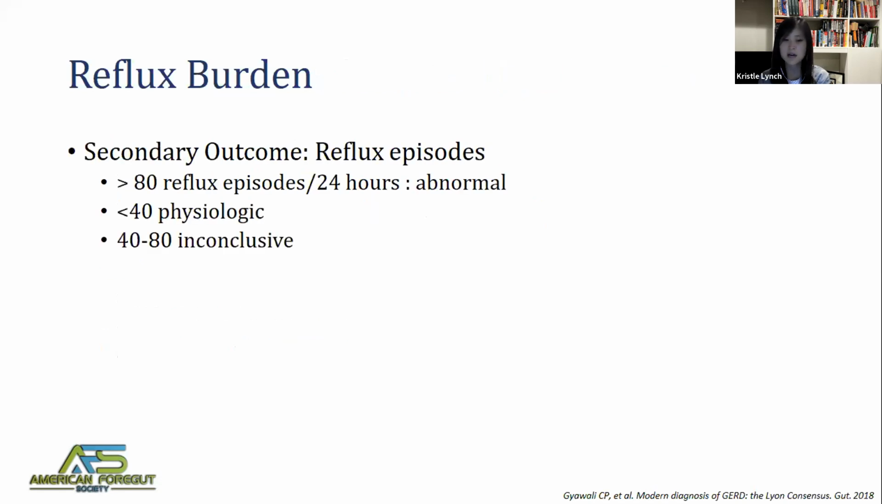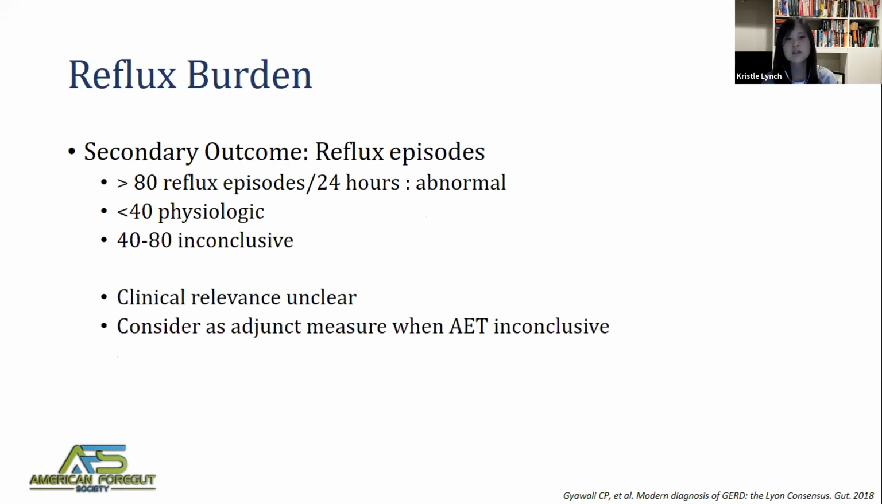There are a couple secondary outcomes we look at as well. Reflux episodes. The number of reflux episodes greater than 80 in 24 hours is considered abnormal. Less than 40 is physiologic, and then we have our gray zone. I will say though that the clinical relevance of the number of reflux episodes is unclear. So, if you have greater than 80 reflux episodes, that in itself is not necessarily helpful, but we use it more as an adjunct measure when the AET may be inconclusive in that gray zone.